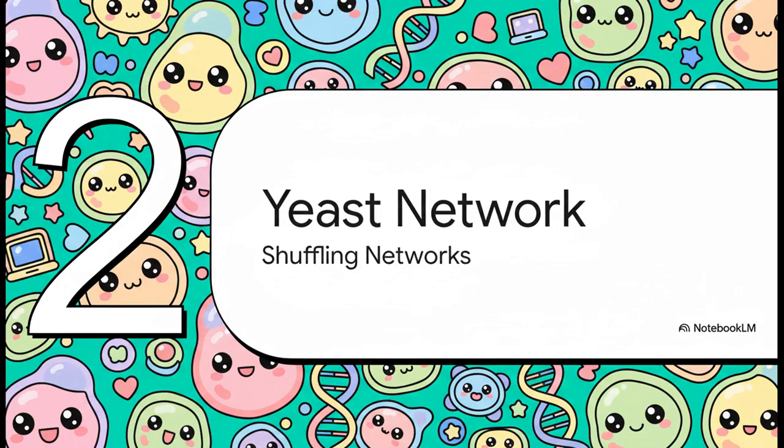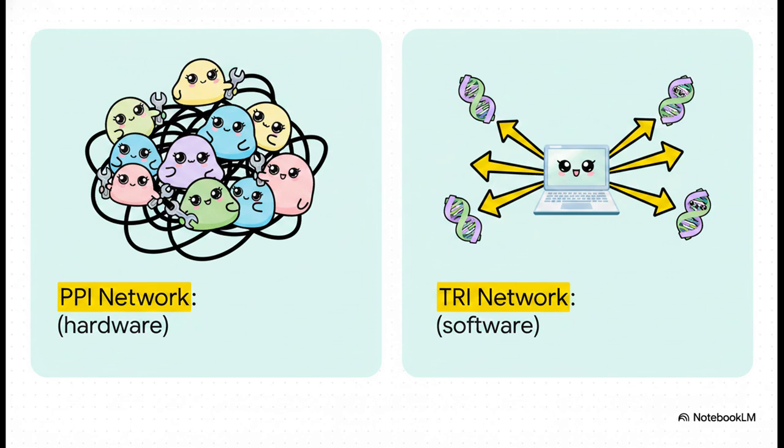And moving into Section 2, shuffling the yeast network. Let's see what that actually means. So, led by researcher Pierre-Yves Bourguignon, a team set out to map the operations inside a yeast cell. They wanted to see if its apparent chaos actually hides a really refined architecture.